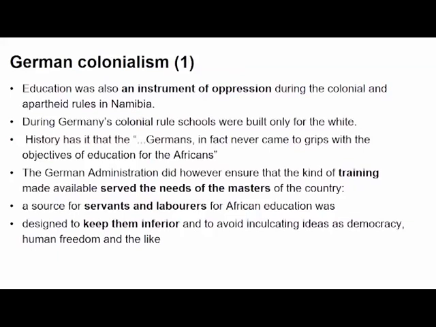The schools were only built for whites mainly, and the Germans, in fact, never actually came to grips with the objective of education for the Africans. They did, however, ensure that there was a kind of training, but it was only to serve the needs of the masters. So it was a source for servants and laborers, and it was designed to keep them inferior and also to avoid that they ever entertain any ideas of democracy and human freedom.